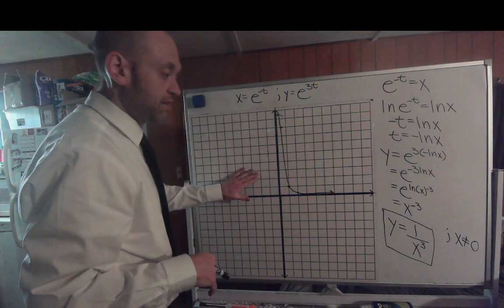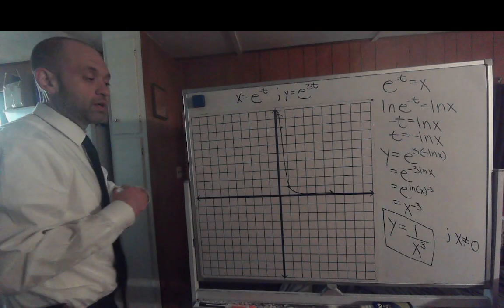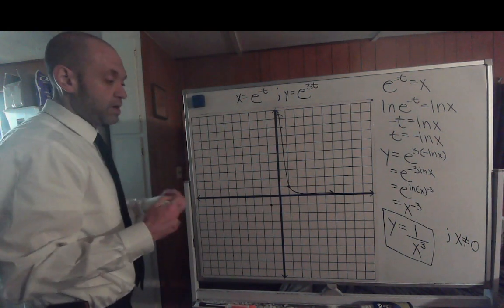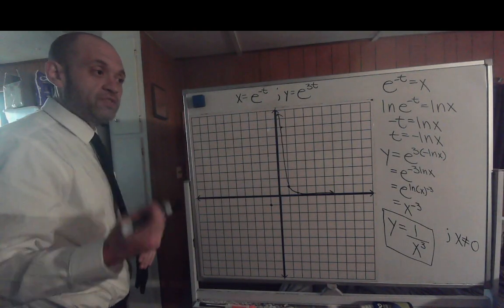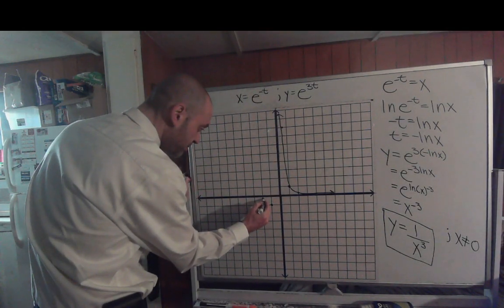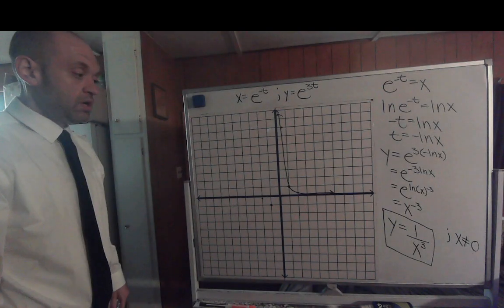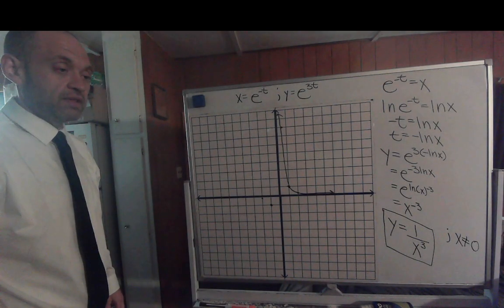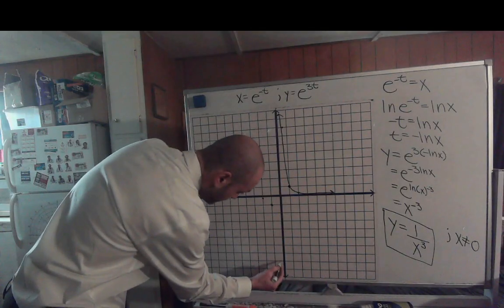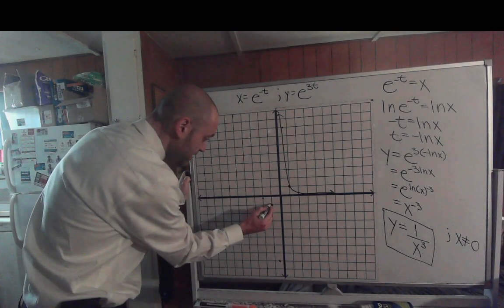Now what about the left? Let's pick x equals negative 1. Negative 1 to the 3rd power is negative 1. 1 divided by negative 1 gives you negative 1. Now what about when x is negative 2? Negative 2 to the 3rd is negative 8. 1 divided by negative 8 is negative 1/8. That'll be about up here. Let's pick x as negative 1/2. Negative 1/2 to the 3rd power is negative 1/8. 1 divided by negative 1/8 just gives you negative 8. So you'll be at negative 1/2, negative 8 for that coordinate.